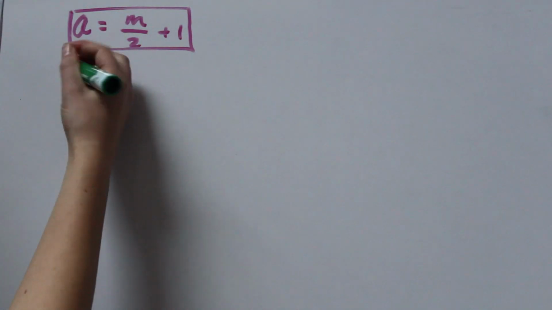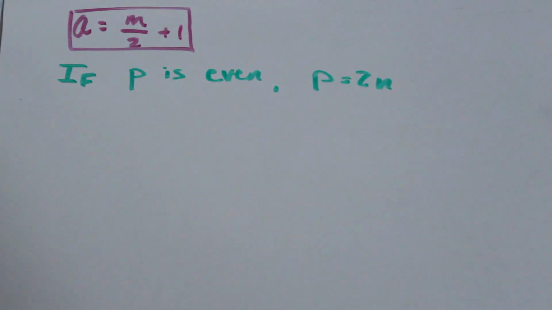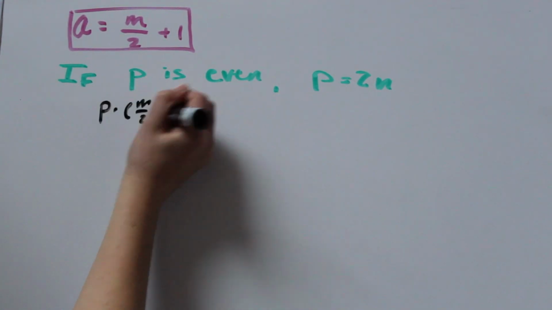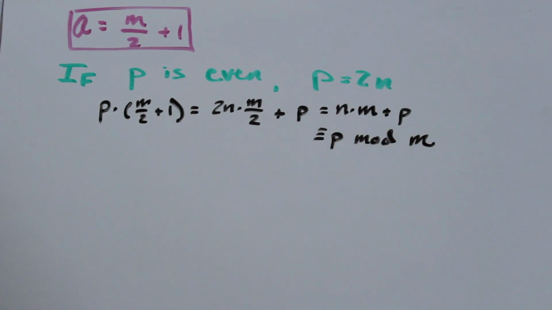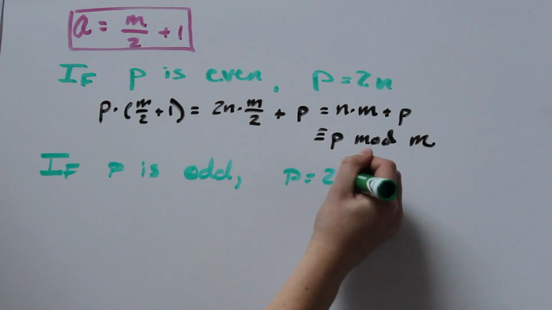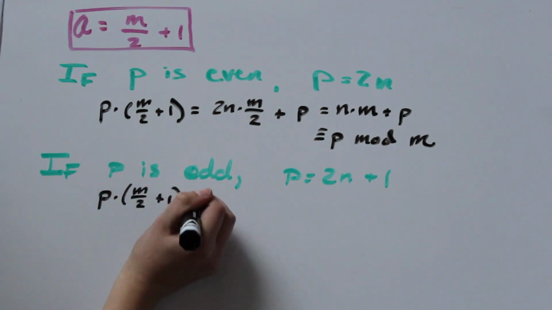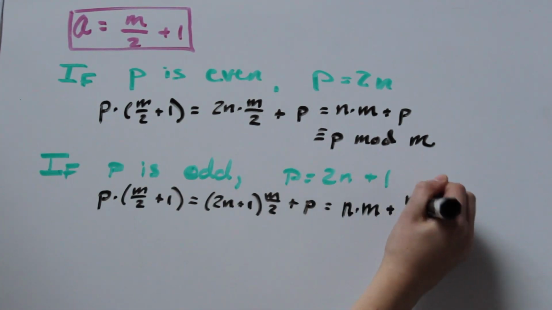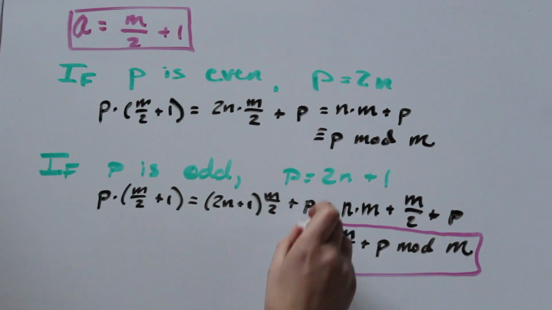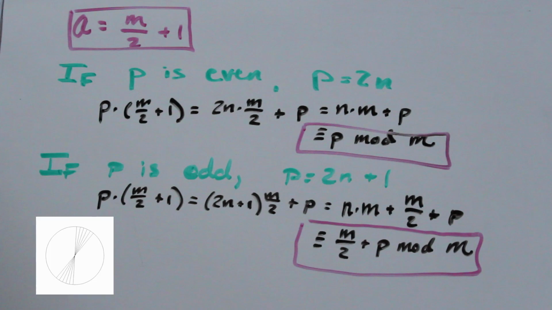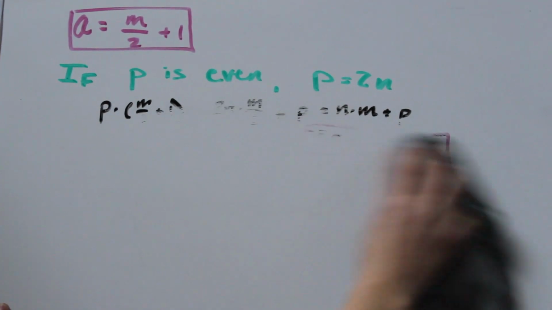We can again think through this in terms of modular arithmetic. If P equals 2n, then P times A equals 2n times M over 2 plus P, which is congruent to P mod M. If P equals 2n plus 1, then we can follow through the algebra and see that P times A is congruent to M over 2 plus P mod M. Because odd points are connected to the diametrically opposite point, and even points are connected to themselves, we get this wheel-like structure.